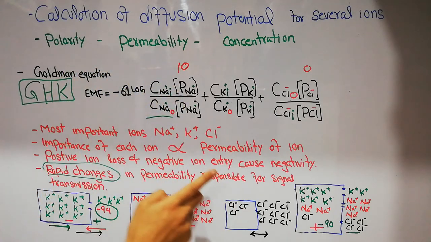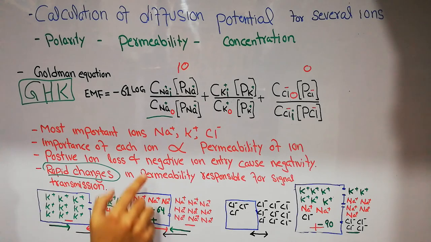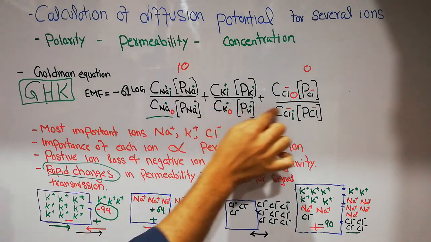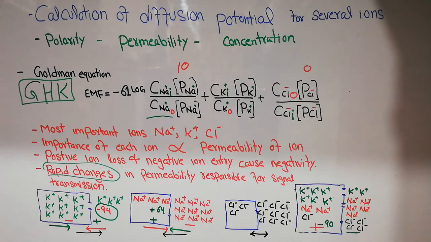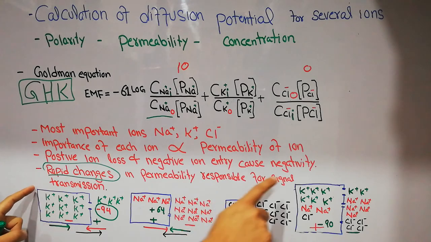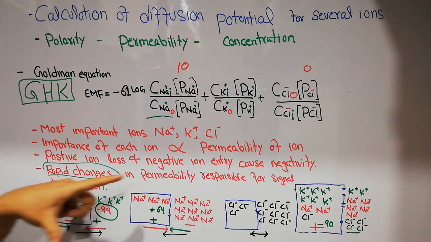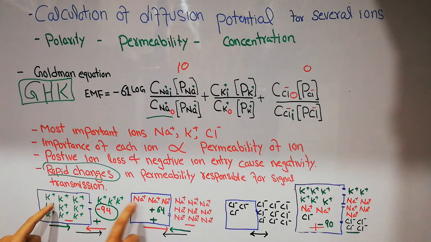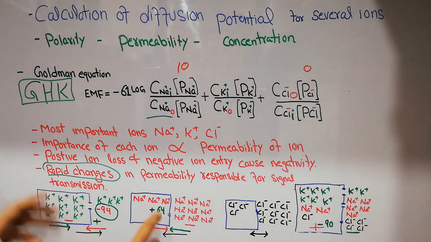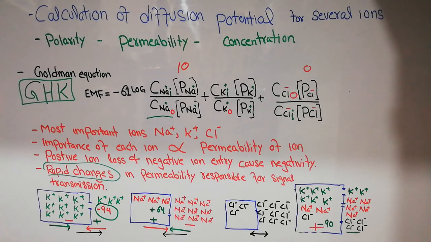So not only the concentration and the permeability, but the charge is also taken into consideration, and then the contribution towards signal transmission. The signal transmission through nerves is also dependent on those ions which have more changes in permeability, that are sodium and potassium, because their permeability is changing more rapidly compared to that of chloride. So that's all about the Goldman equation, and it will get more clear in the coming lecture when we will be discussing the action potential.